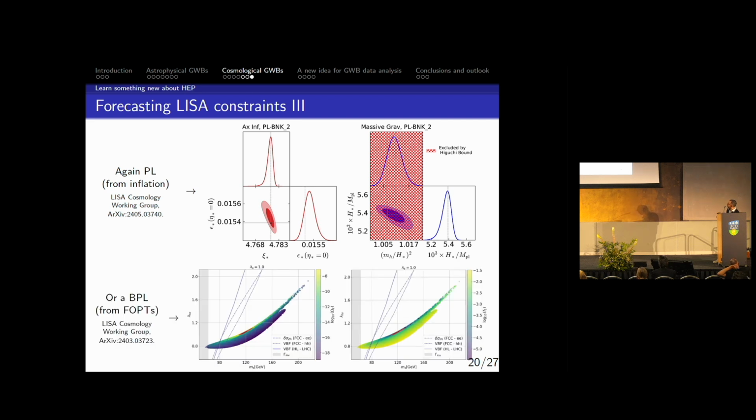So these results are for power law, but in principle, you can run the pipeline for different templates. That's what we did, for example, we did three papers, one on phase transitions, one on cosmic strings, and one on inflation, and we checked what we can learn for the different possibilities. These plots come from the phase transition paper.